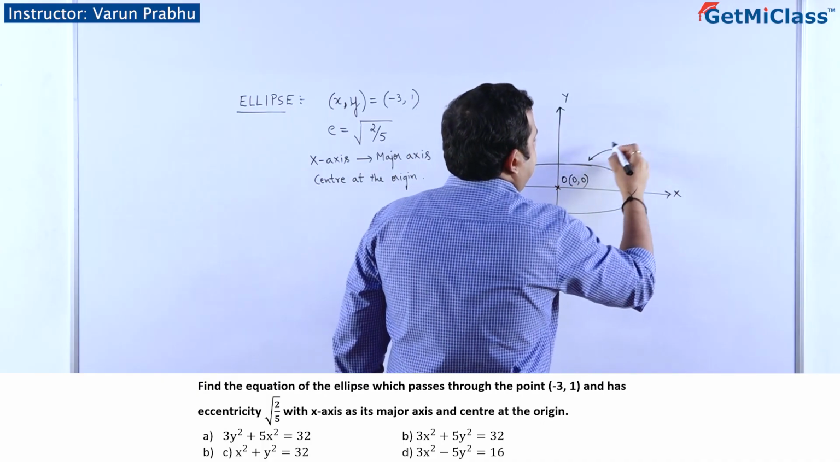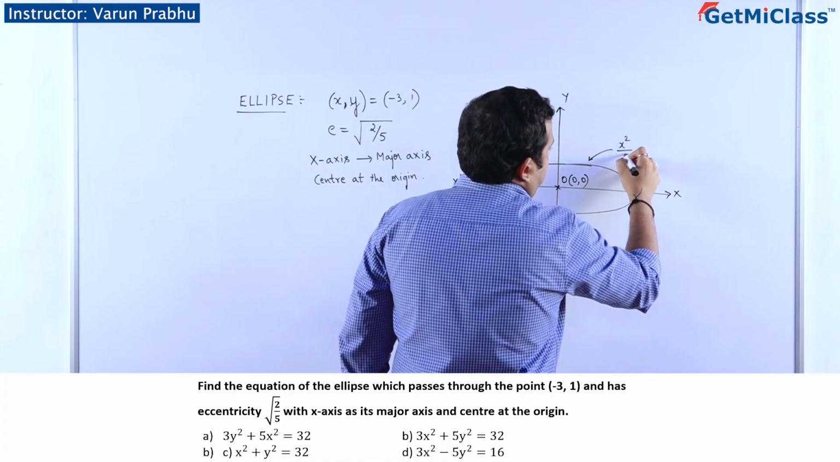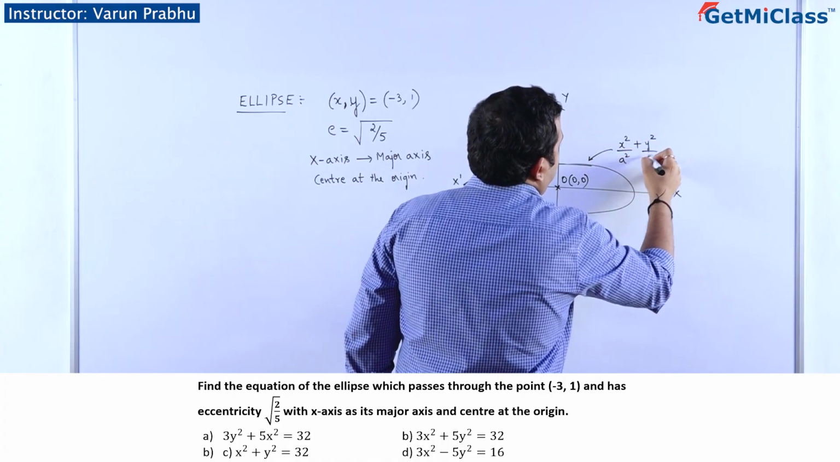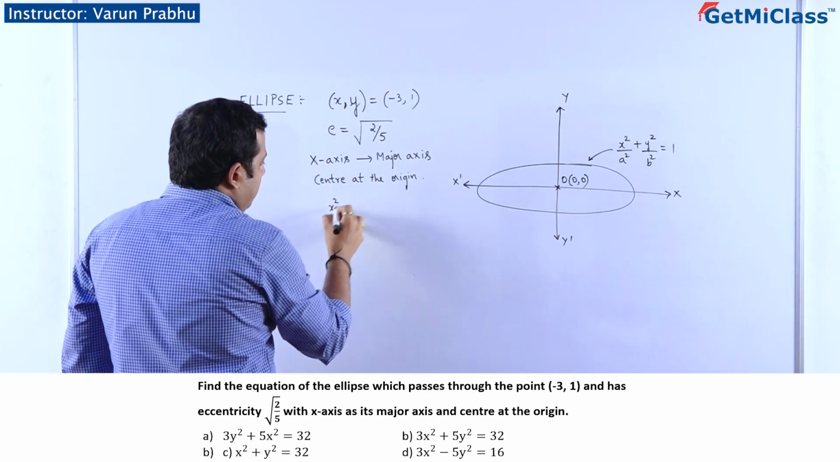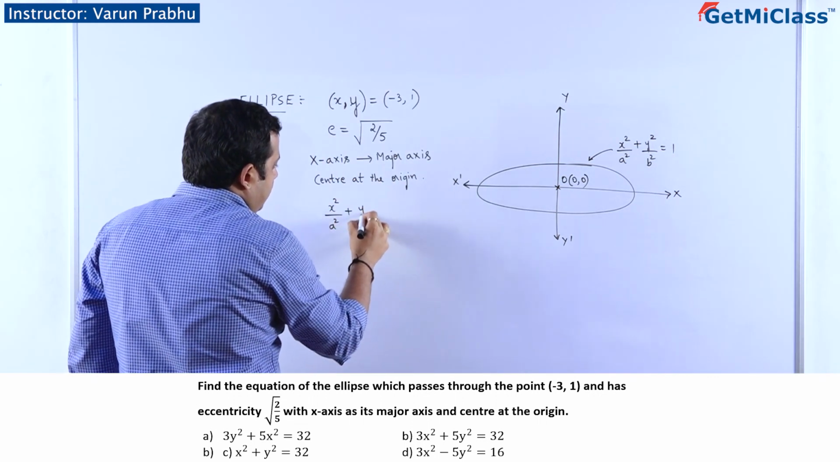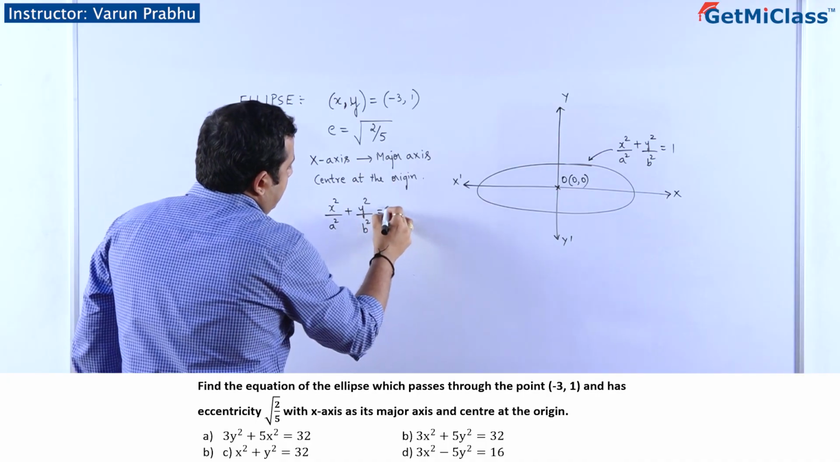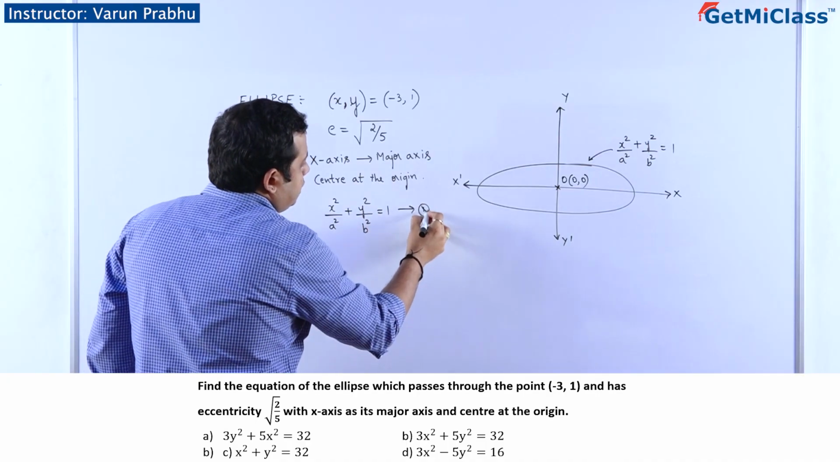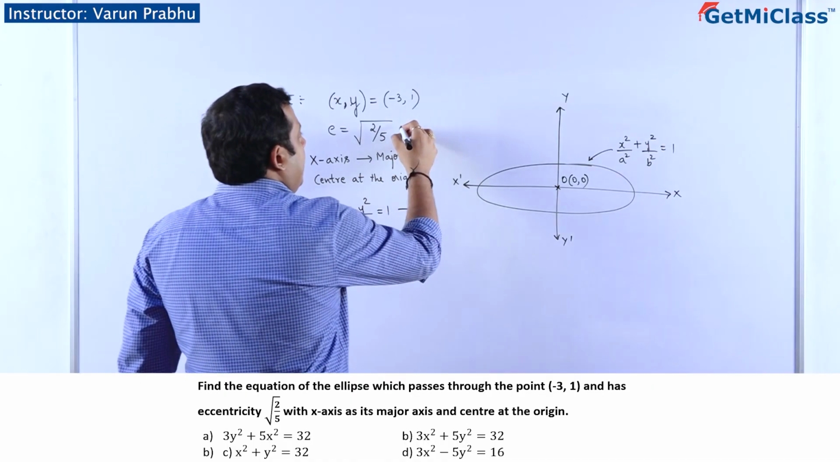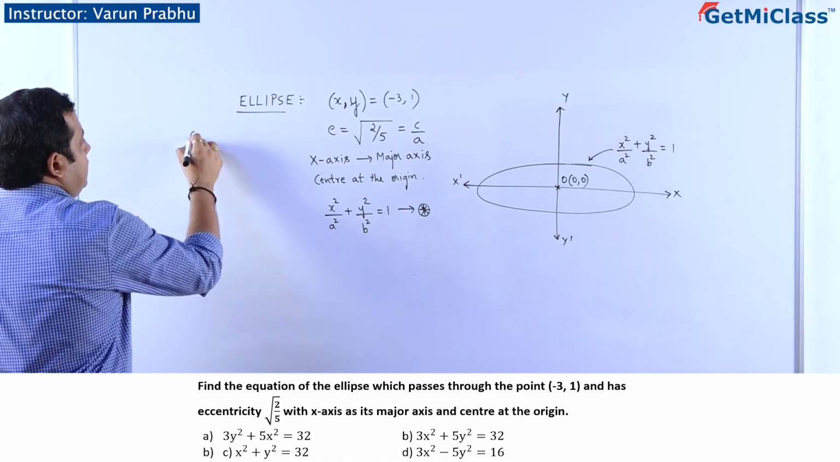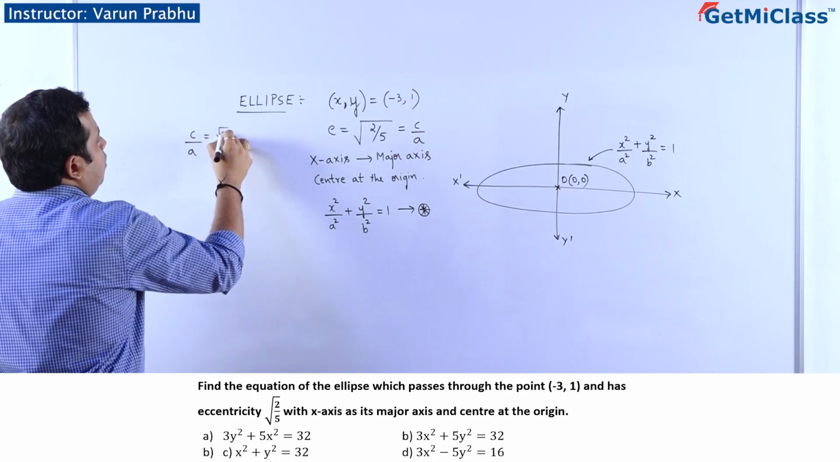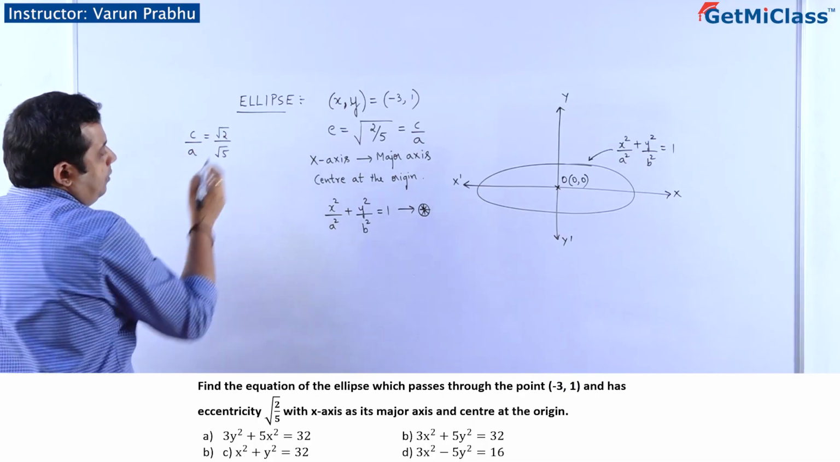So the equation of this particular ellipse will be x square by a square plus y square divided by b square is equal to 1. So I can say x square divided by a square plus y square divided by b square, that is equal to 1. This is equation number star I will put. Okay. Eccentricity is nothing but c divided by a. So I can say c divided by a, that is equal to root 2 divided by root 5, right?